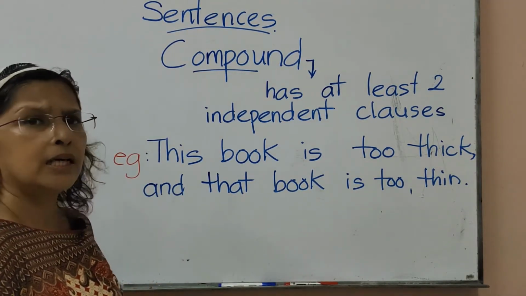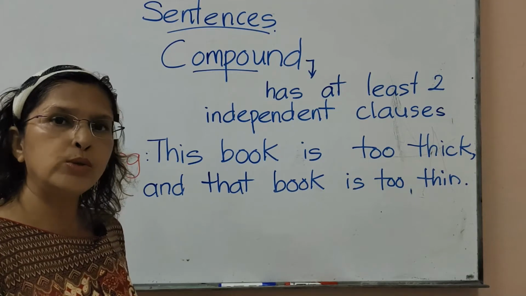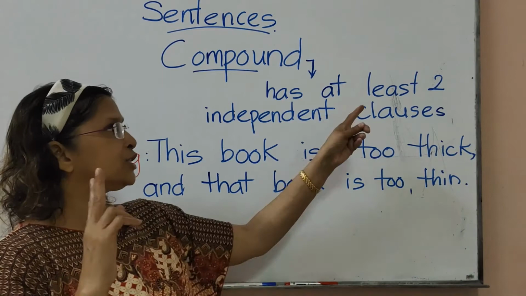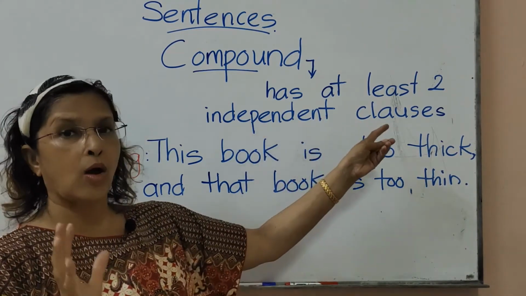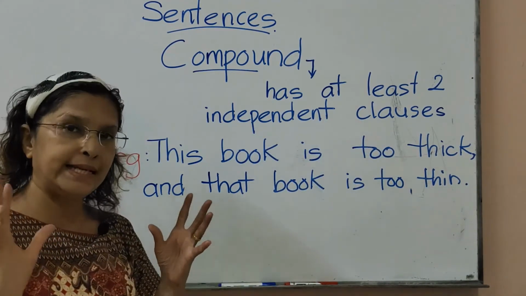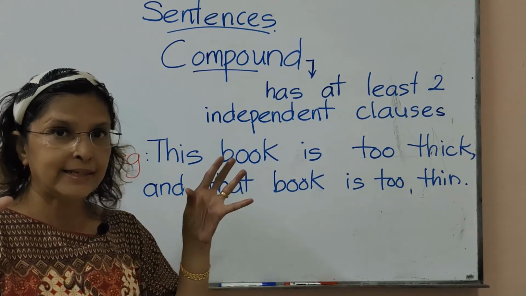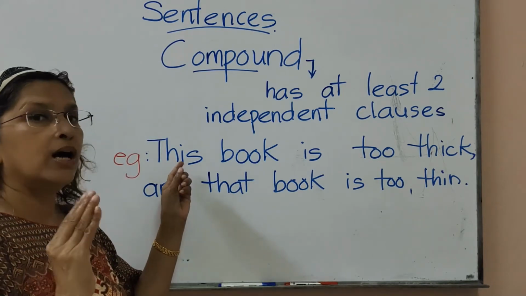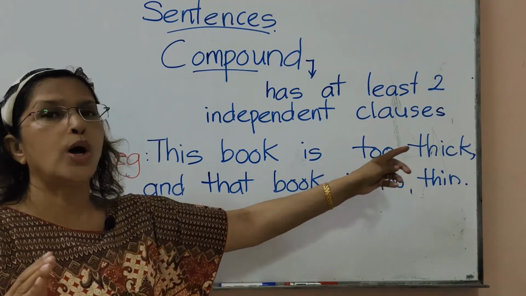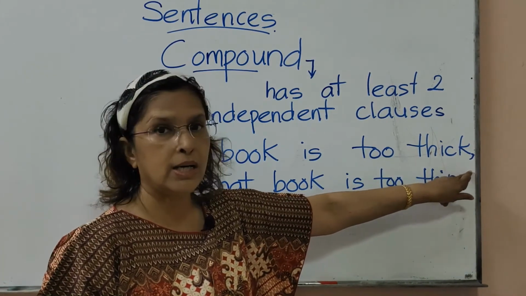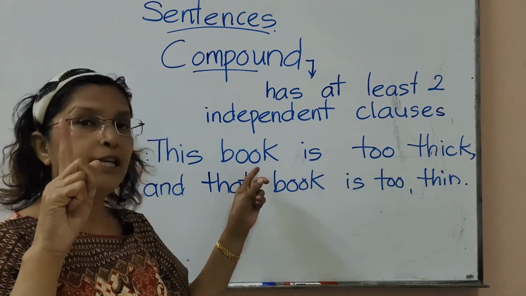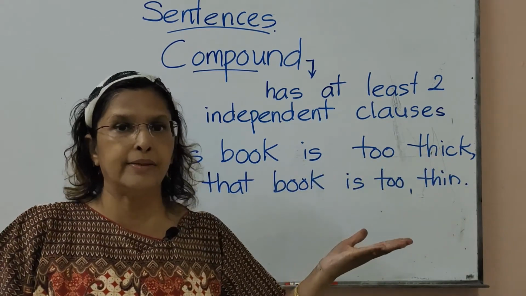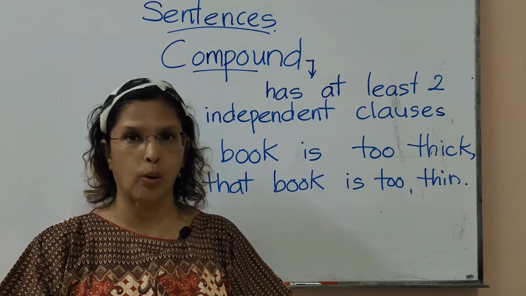Next is compound sentence. What is a compound sentence? Okay, now a compound sentence has at least two independent clauses. Okay, remember what is an independent clause? Meaning that that sentence can stand on its own. Okay, for example here, this book is too thick, comma, that's one independent clause. Okay, meaning that this sentence, I can just say this book is too thick and a full stop.